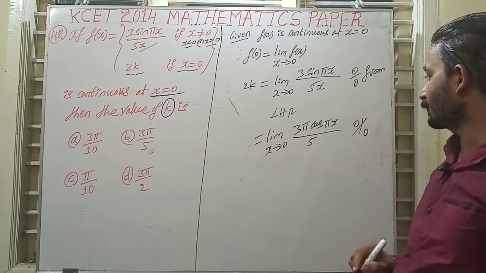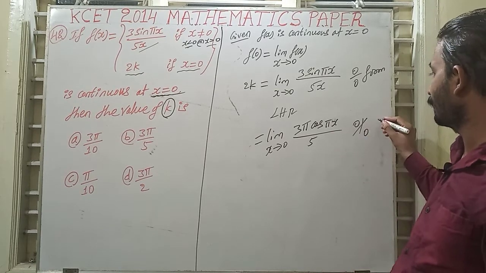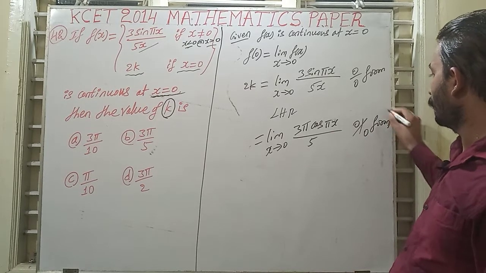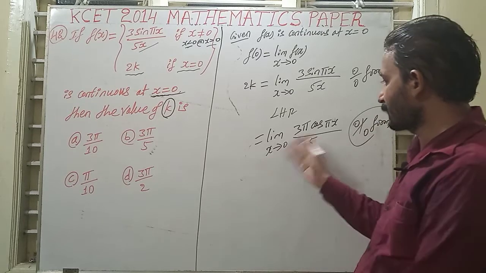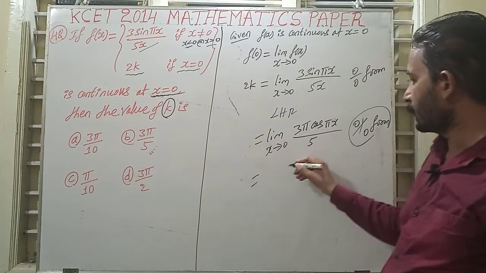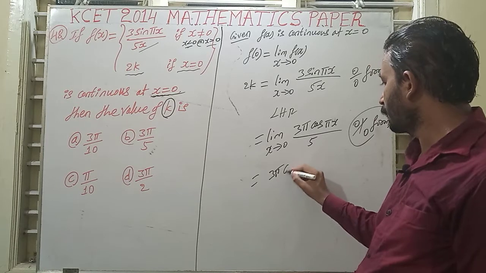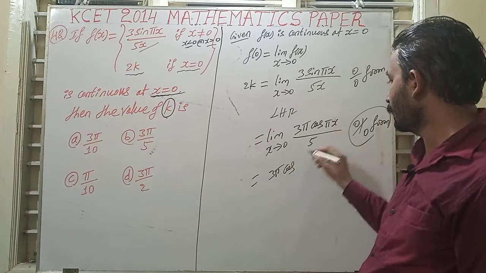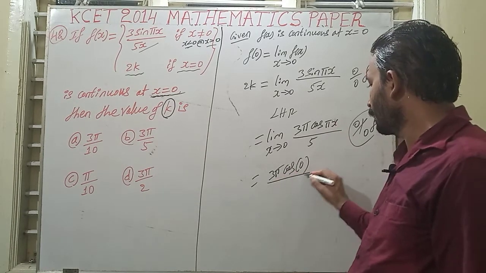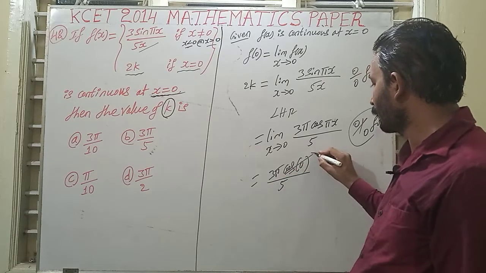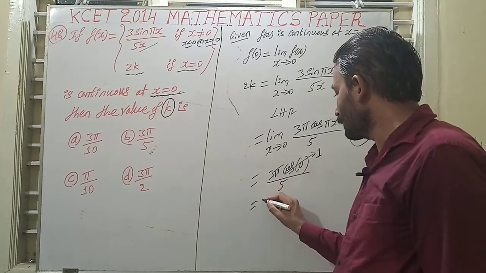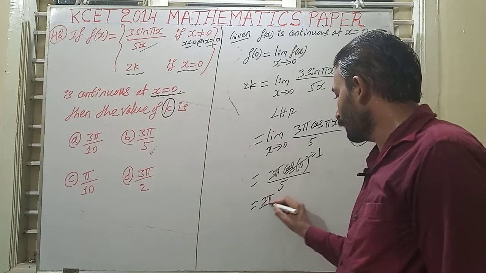The 0/0 form is removed. Right. Now directly substitute the x value. So put x is equal to 0. 3 pi cos 0 into pi, divided by 5. Cos 0 value is 1. Okay. So now 1 into 3 pi divided by 5.